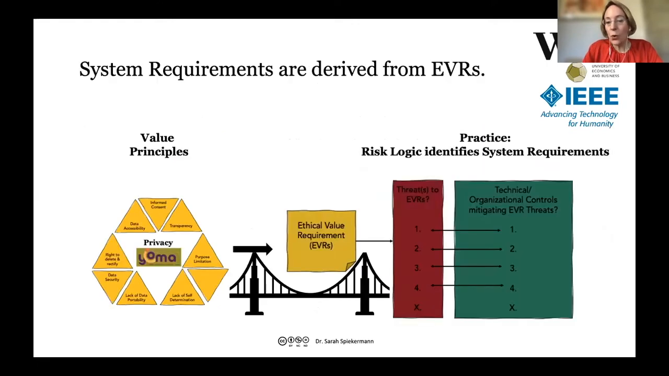So once that is done, EVRs are there, then you take the EVRs and you run them through a simple risk logic that asks, how could the EVR be threatened and what are the technical and organizational controls that a company needs to use in order to mitigate the threat? This is pretty much standard in risk-based design.